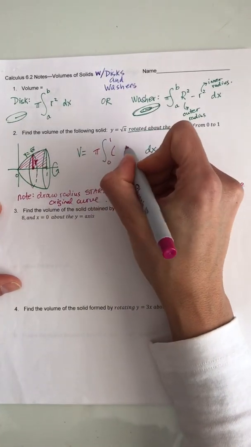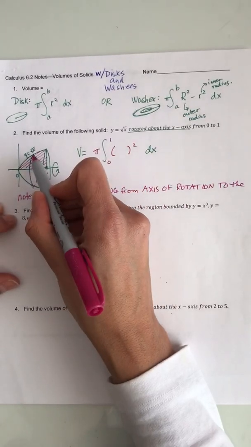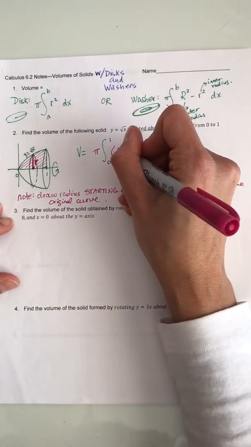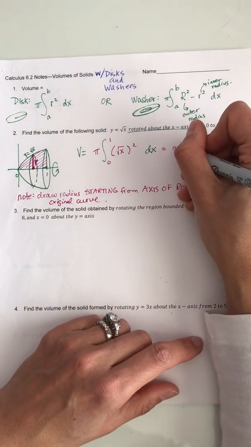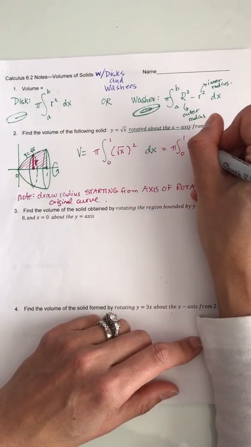And so I have to square that. See, that's what the formula says. So what is that? That is rad x. It says y equals rad x. This length here is rad x. So then you do the math. You say pi integral 0 to 1 of rad x squared, which is simply x dx.